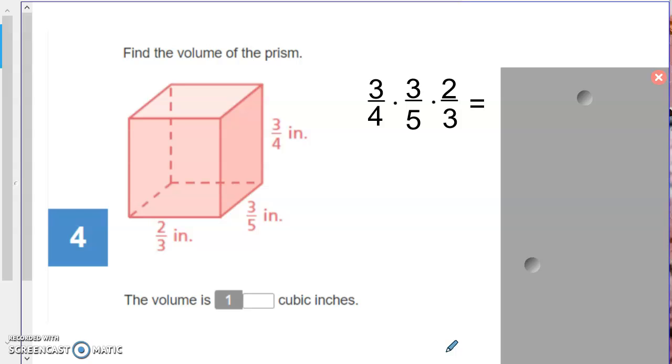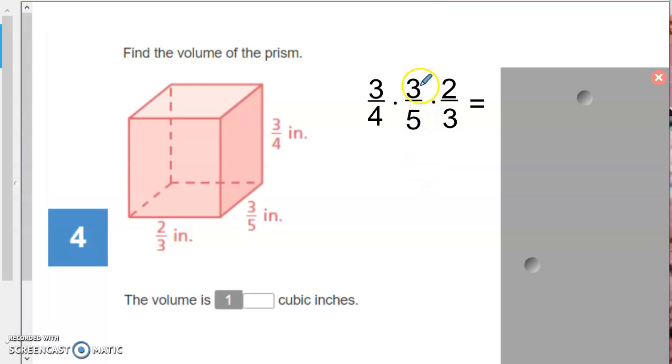Getting started on yesterday's homework assignment, you had to do 4 through 12 even, and then 19 through 22 all. The first one was finding the volume of the prism. You know from the lesson yesterday that you do length times width times height. So 3/4 times 3/5 times 2/3. If you remember back to the beginning of the year, we learned how to multiply fractions. And one cool thing you can do with multiplying fractions is cross cancel some things.